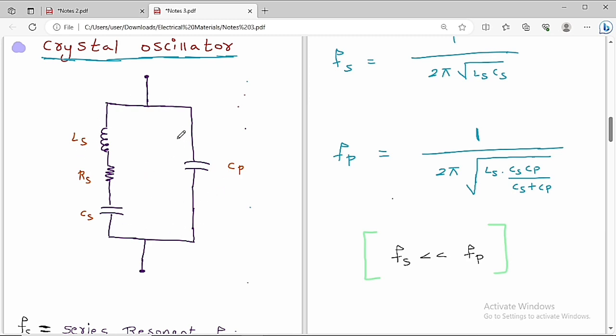For this circuit we are going to have two resonant frequencies. What are those? Fs and Fp. Fs is called the series resonant frequency and Fp is called the parallel resonant frequency.